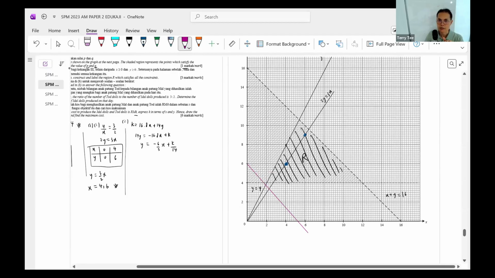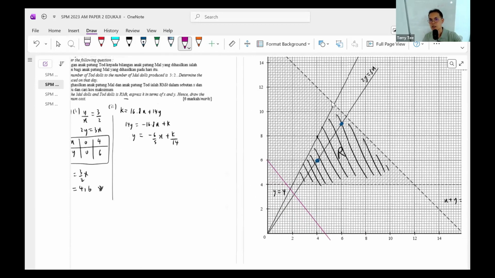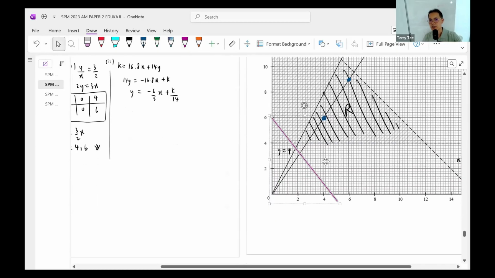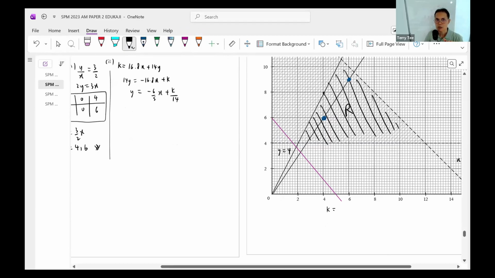Okay, somewhere here. You don't have to draw too accurately, because the main thing is we need to find out the point. We need to identify the point. 5 is here, 6 over 5. Okay, so you can see 6 over 5. So this objective function is my k, with k equals 16.8x + 14y.